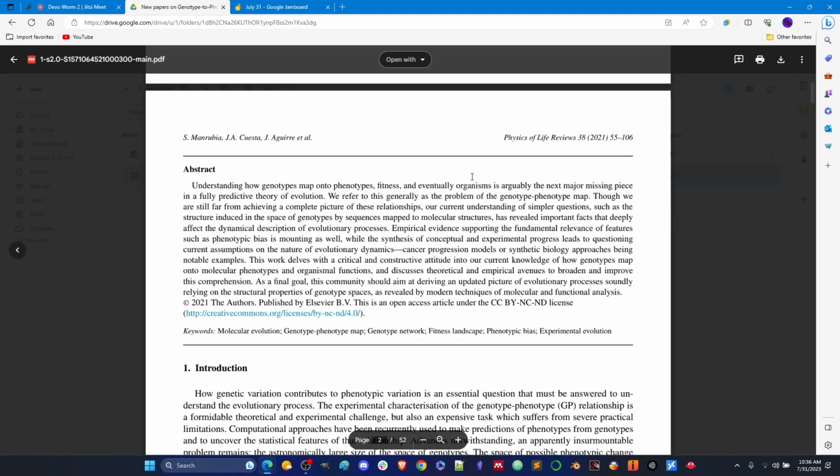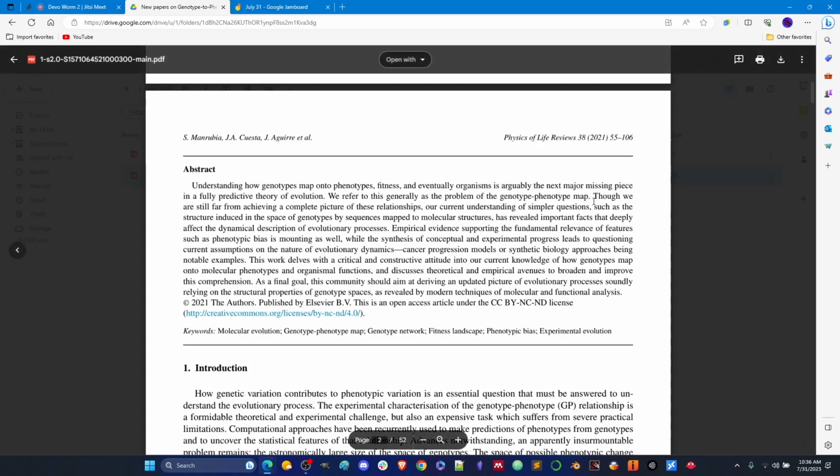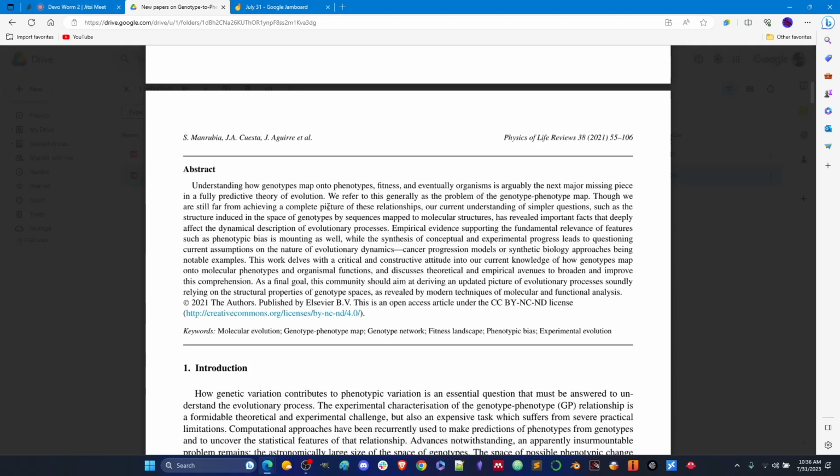And like I said, this is something that has been worked on theoretically, but is kind of hard to really put into practice. So this is where we're going with this. This genotype-phenotype map. We're still far from achieving a complete picture of these relationships. Our current understanding of simpler questions, such as the structure induced in the space of genotypes by sequences mapped to the molecular structures, has revealed important facts that deeply affect the dynamical description of evolutionary processes. So they're looking at evolutionary processes with something with dynamics. So they're almost looking at it as a dynamical system, but maybe they're not quite going there.